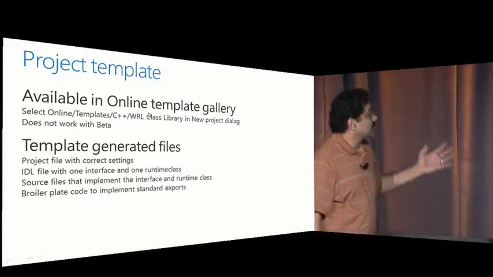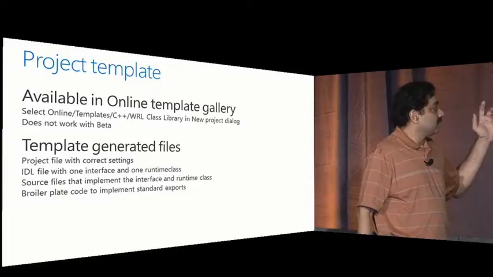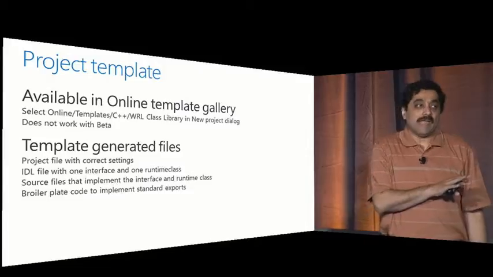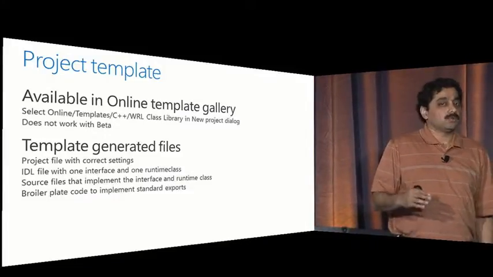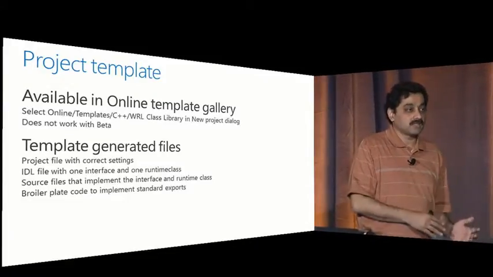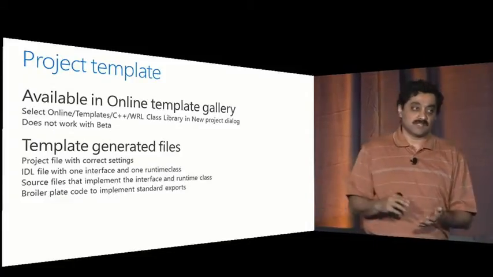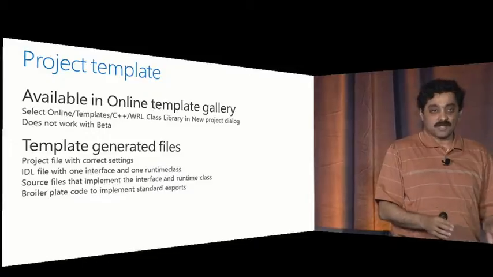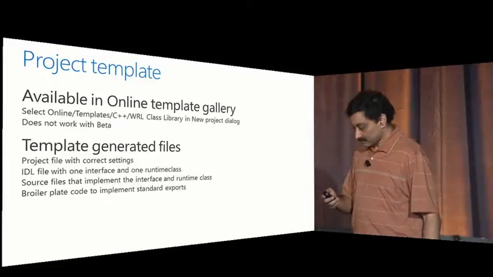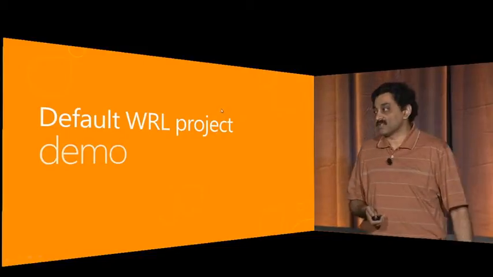So what does the template do? Basically a project file with the correct settings, idle file, source files, and boilerplate code to wire up some of the exports. And this is where everything that you have seen till now, where you just say author a ref class, foo, everything happens behind the scenes. In WRL, there's nothing happening behind the scenes, so you'll see idle files, you will see a lot of exports, you will see a lot of those things. And we'll walk through some of these projects, and then you can see all of those. So let's go to just looking at the default WRL project.